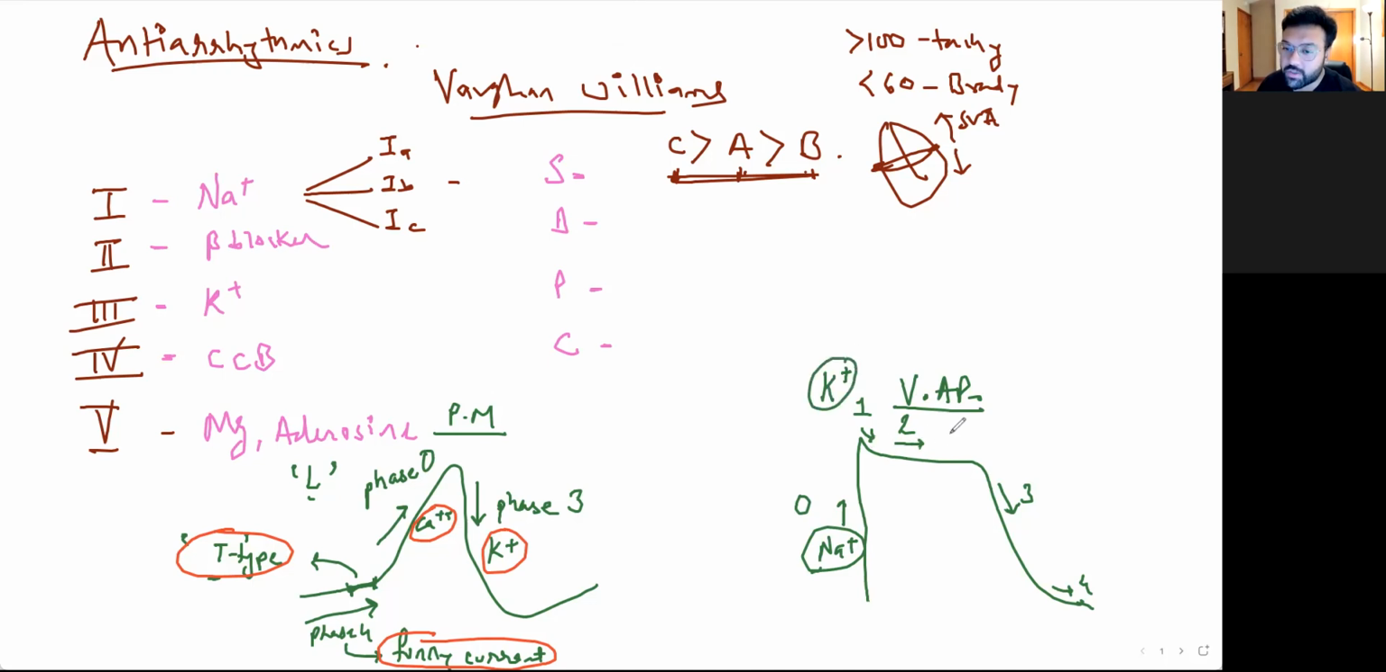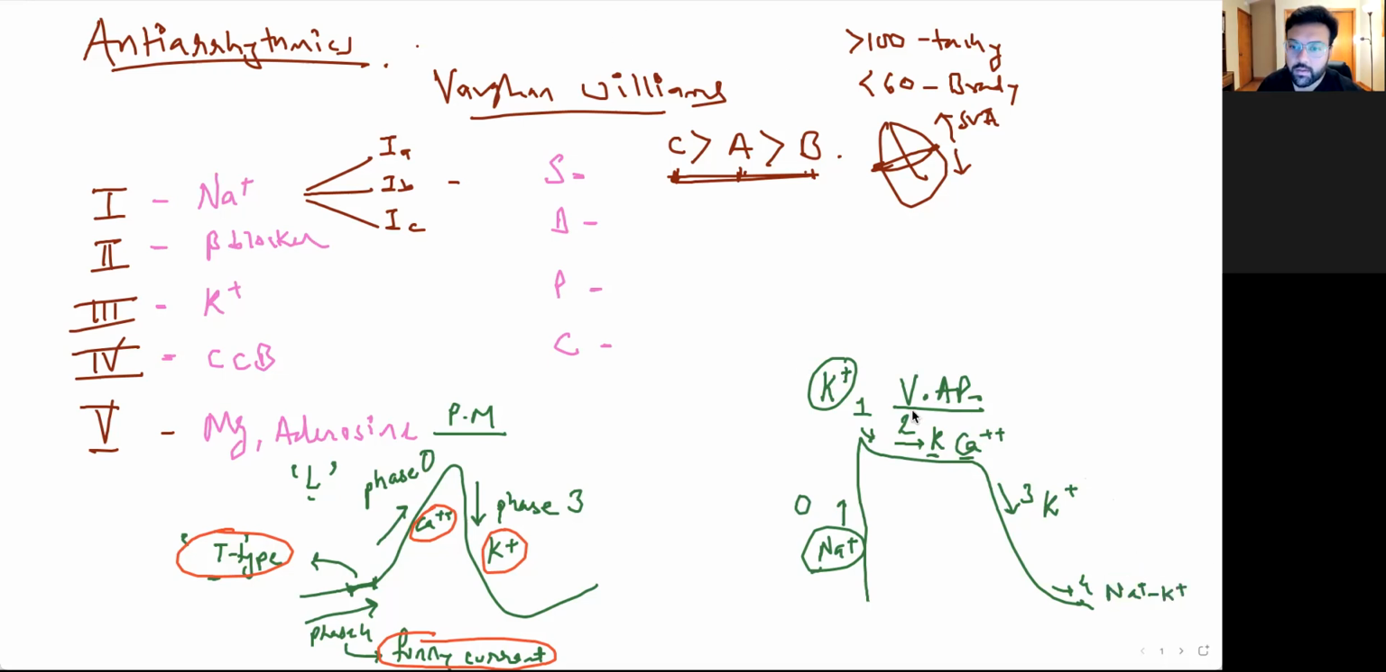What happens in phase 2? Calcium. Potassium is going outside, and at the same time calcium is coming inside. So it's both potassium and calcium which make the plateau. And then finally phase 3 is only potassium. And then phase 4 is the resting membrane potential, which is mediated by the sodium potassium ATPase.